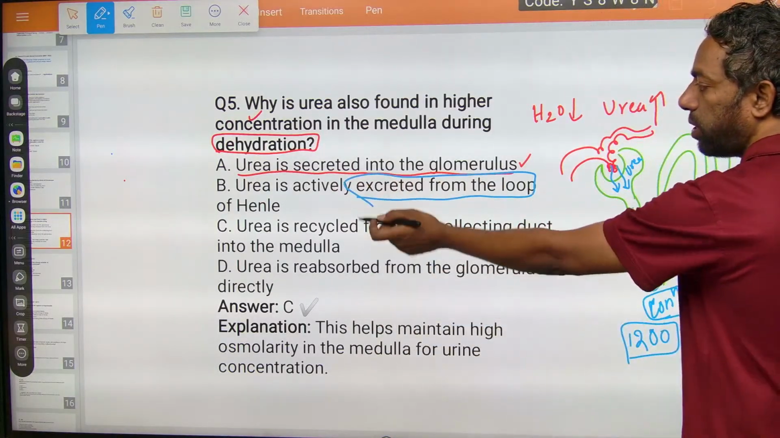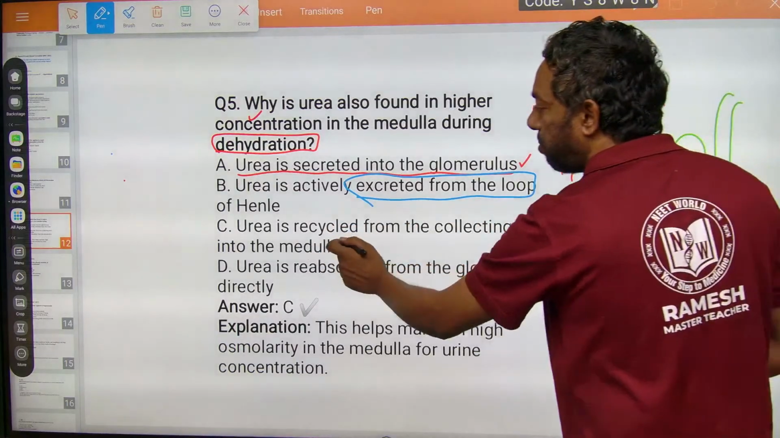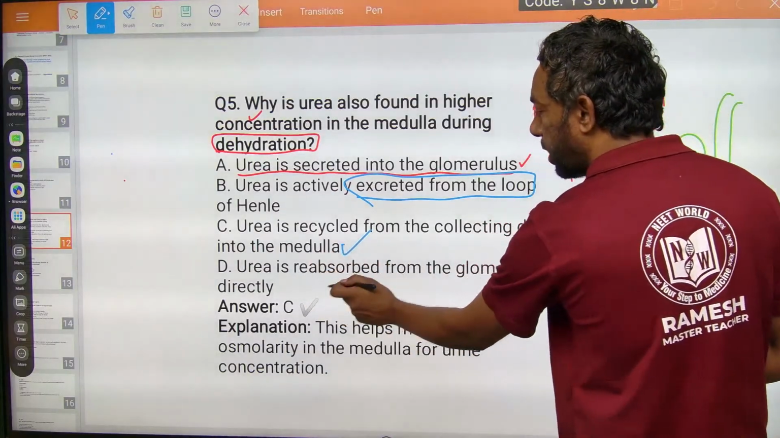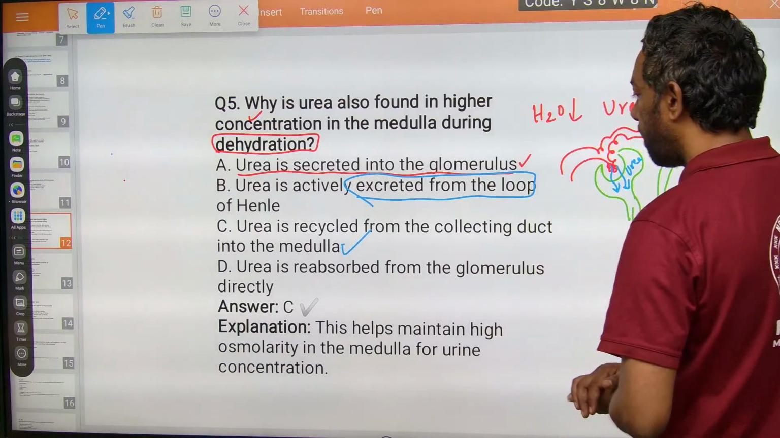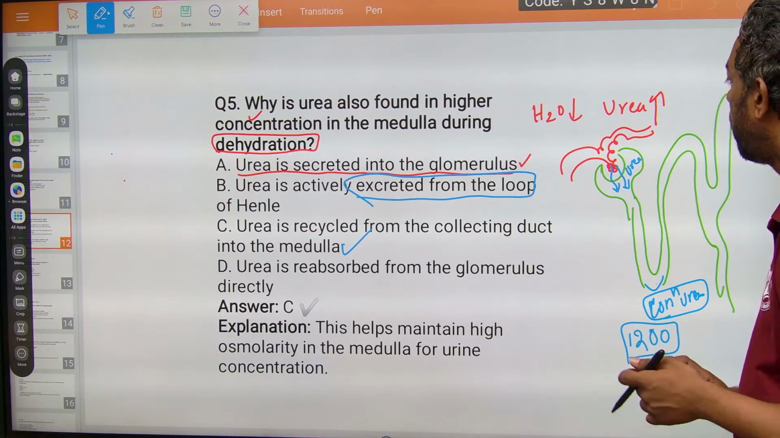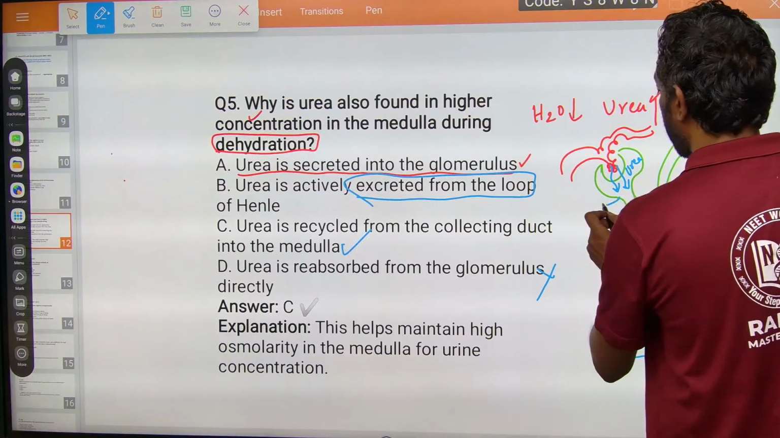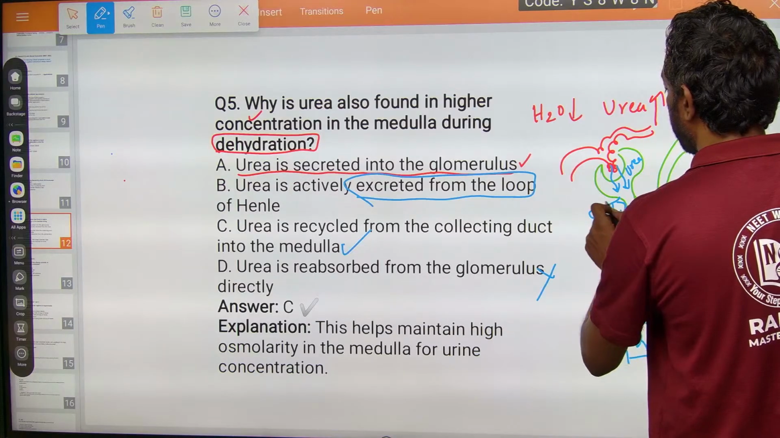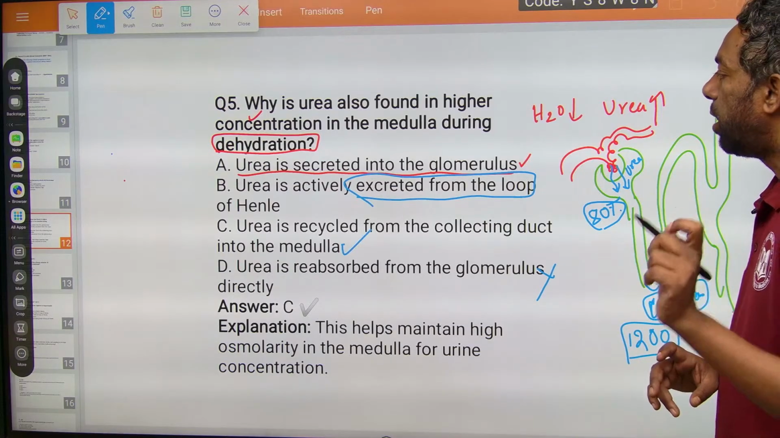Third one, urea is recycled from the collecting duct into the medulla. And fourth option, urea is reabsorbed from the glomerulus directly. No, urea will not be reabsorbed in the glomerulus directly. This is also wrong. Of course, there is 80% reabsorption in the PCT, but not in the glomerulus itself.